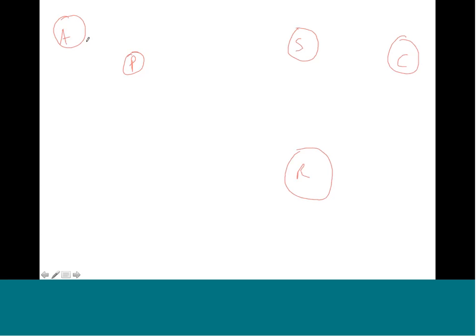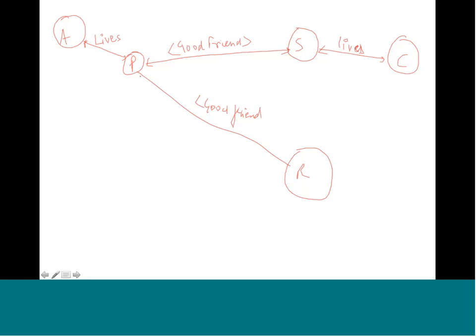So Preetpal lives in Alpharetta. Preetpal is a good friend of Saurabh. Saurabh lives in Coming. Preetpal is also a good friend of Ravi. And Ravi lives in Coming. So now I can query this graph and say, give me all those people who live in Coming and are good friends of Preetpal.